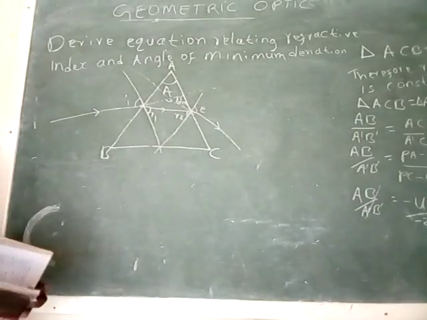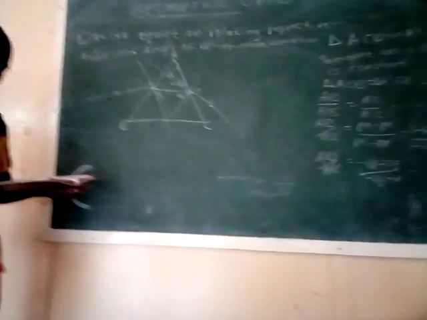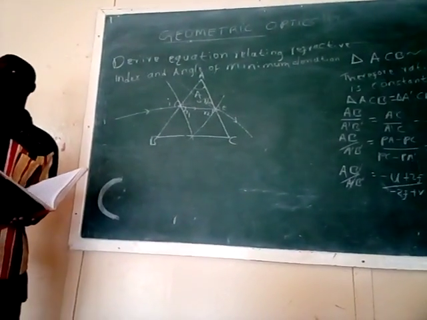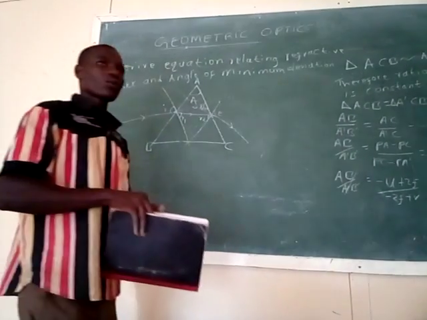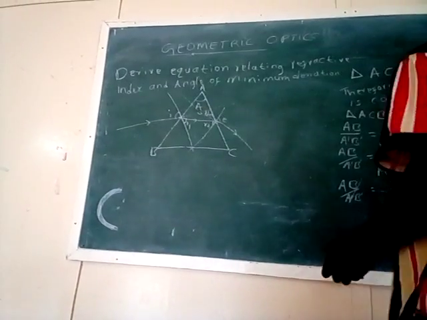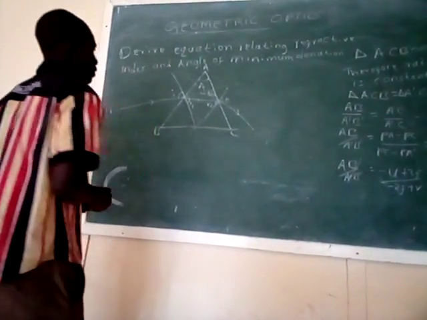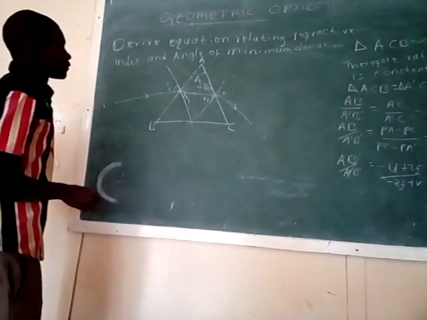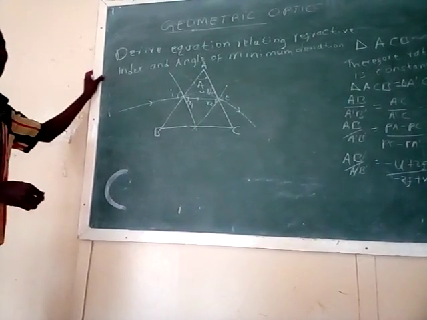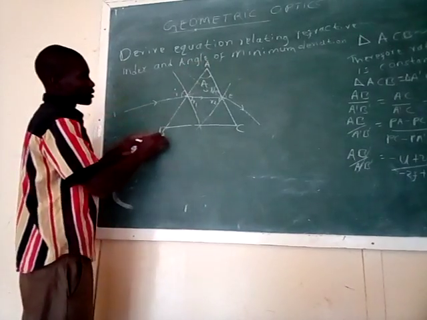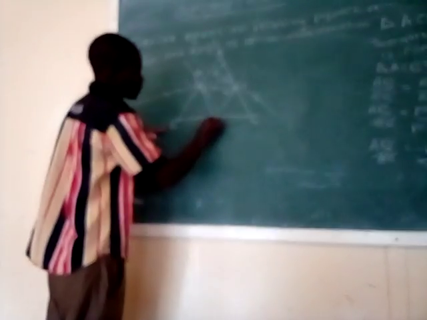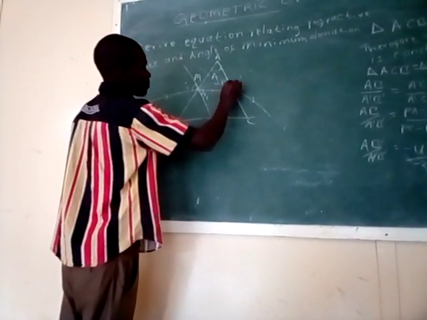Angle of minimum deviation is the smallest angle through which light is bent by an optical system, or we can say optical element. Now, from the look of our diagram, this is our A, this is B, this is C. You can say this is M, and this one is N, and the second one is R.